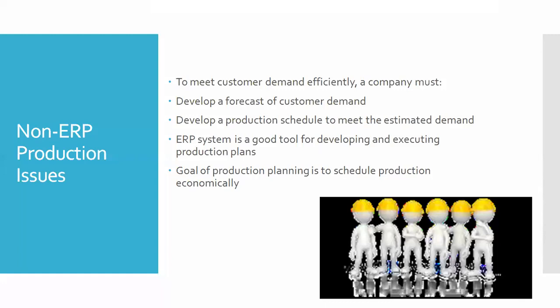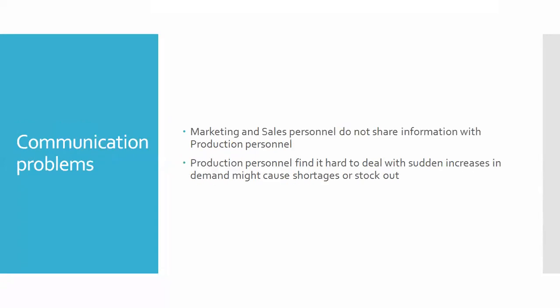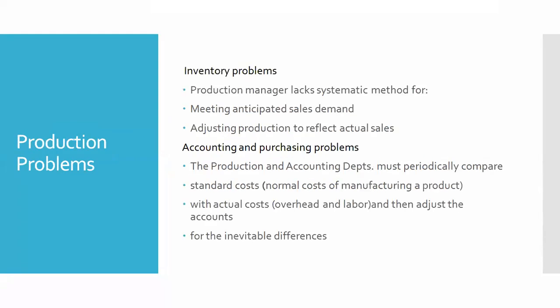Non-ERP production issues, like production problems and non-ERP businesses having problems deciding how much to make and when to make it. Problems of communication between marketing and salespersons, and the production personnel find it hard to deal with a sudden increase in demand that causes shortages or stockouts. Now, inventory problems, like production managers lack a systematic way for accepting and meeting anticipated sales demands. Okay, accounting for purchasing in demand and so on.